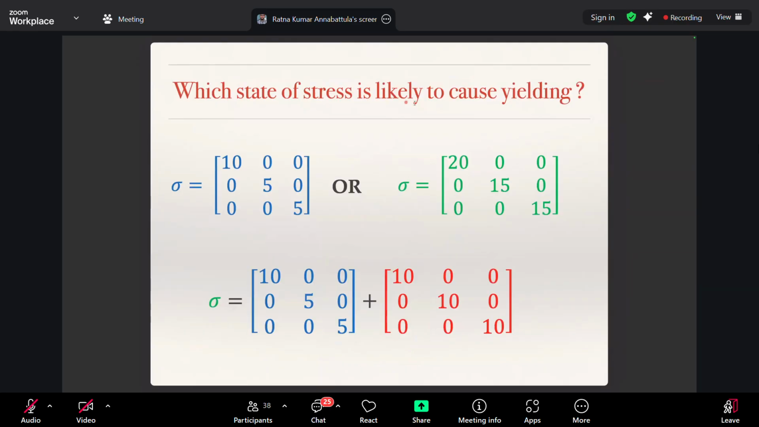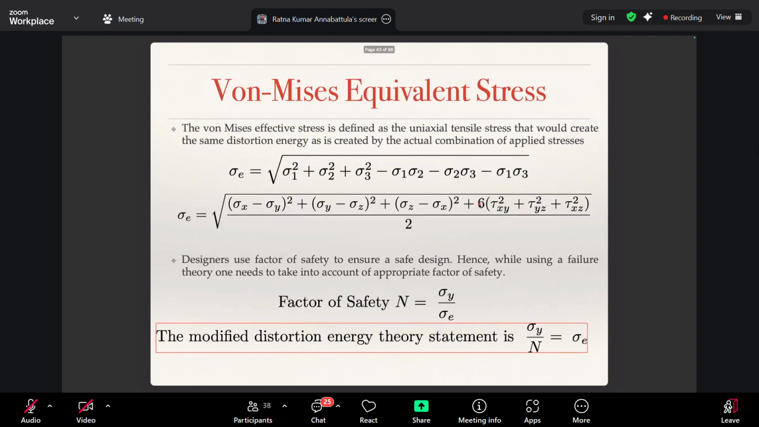And which state of stress is likely to cause yielding? This can be written as this plus this, because this is the hydrostatic part that does not cause any yielding. So this and this are equivalent as far as plastic deformation is concerned, as we have discussed earlier. This quantity is called the von Mises equivalent stress. When you have the stress state written in terms of principal stresses, you can directly use this formula. If the stress state is written in some arbitrary plane with sigma xx, sigma yy, sigma zz, tau xy, tau yz, tau xz, then also you can directly compute the equivalent stress.